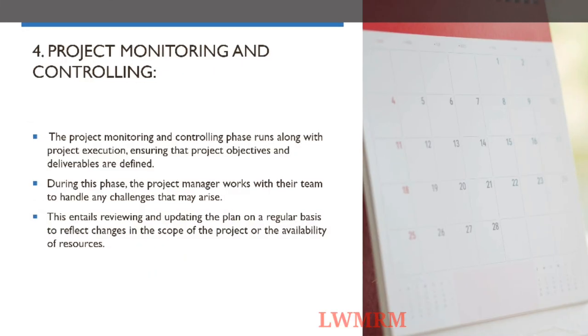4. Project monitoring and controlling. The project monitoring and controlling phase runs along with project execution, ensuring that project objectives and deliverables are met. During this phase, the project manager works with their team to handle any challenges that may arise. This entails reviewing and updating the plan on a regular basis to reflect changes in the scope of the project or the availability of resources.